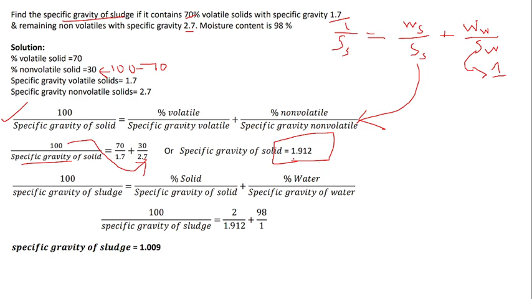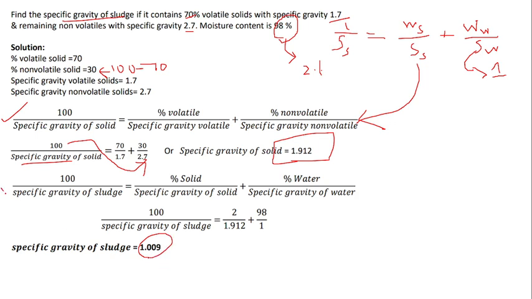Now just substitute this 1.91 here. In the question, it is clearly given the moisture content is 98%. So the remaining 2% is the weight fraction of your solid. So substitute the 2 here, this is the percentage solid. Here substitute the percentage water, and the specific gravity of water is 1. Now you have found the specific gravity of solid 1.912. Substitute it here, and if you solve this, you will obtain the specific gravity of sludge as 1.009.